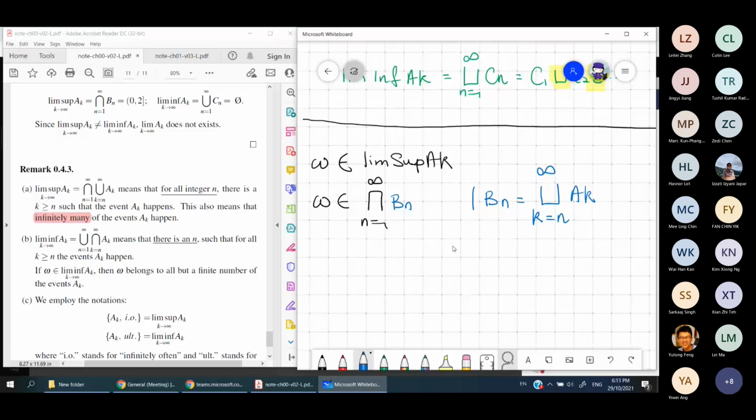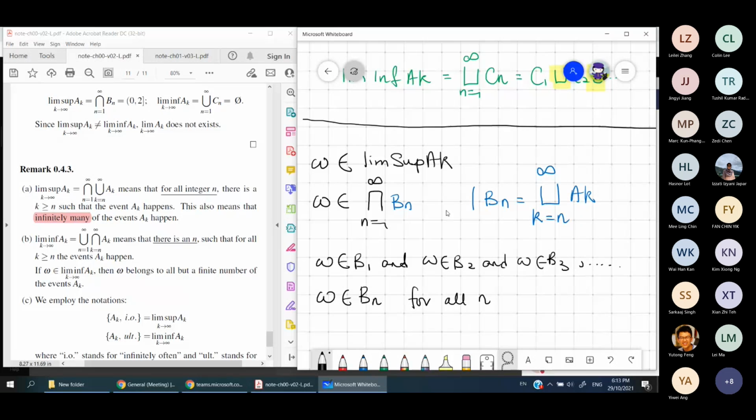So omega belongs to all of B1, B2, B3. This means that omega belongs to B1, and omega belongs to B2, and omega belongs to B3, and so on. In simple language, omega belongs to Bn for all integers n. That is the meaning here. Next we come back to this: what's the meaning of Bn?